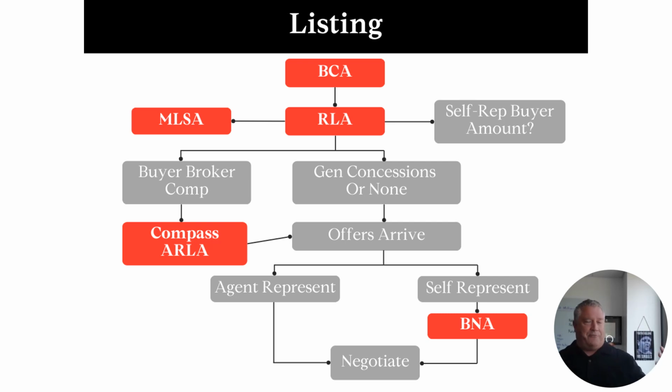After that, offers arrive, and if it's agent represented, you go into your negotiations. If it's self-represented, if it's a buyer saying I'm representing myself, one last contract, the buyer non-agency, the BNA, make sure and give that to the buyer. They need to sign that, acknowledging that you are not representing them, you are only representing the seller. All right, that is a relatively quick overview, even though it's almost 20 minutes, of the new contracts.